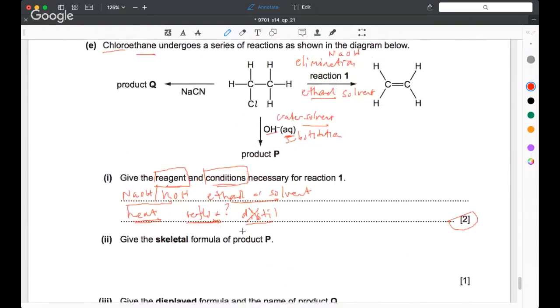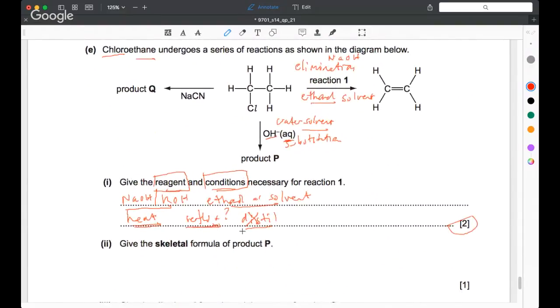Now, when you do this step here, which is the substitution reaction, you're doing a substitution of that chlorine atom for the hydroxide ion, aren't you? And so you're going to end up with, as a displayed formula, that's the displayed formula, isn't it? Okay, that's the displayed formula, but they're asking you for the skeletal formula.